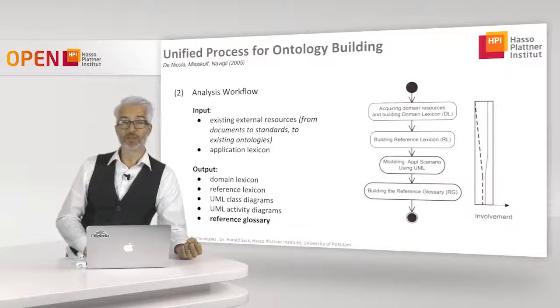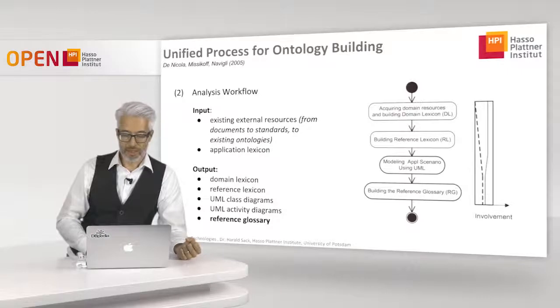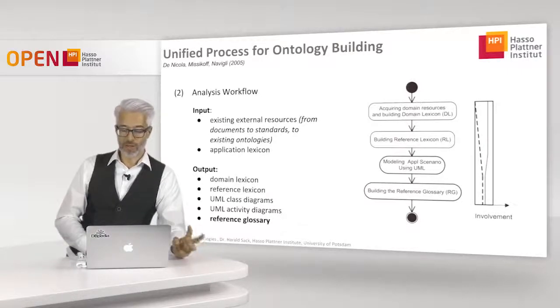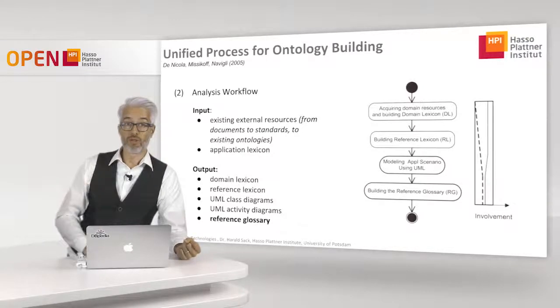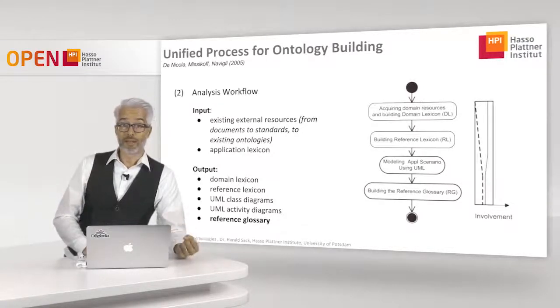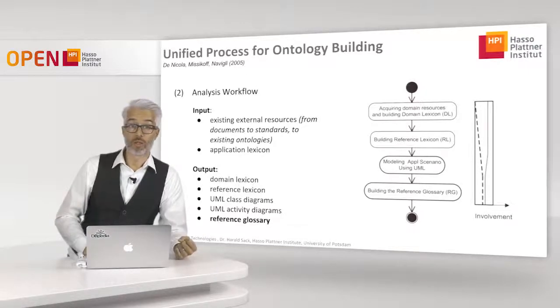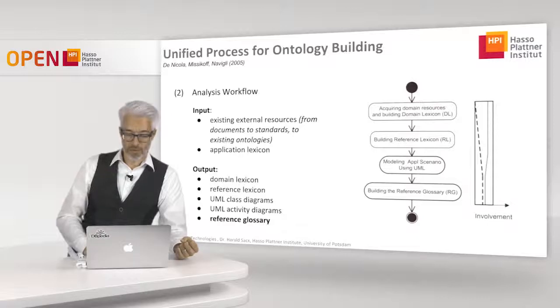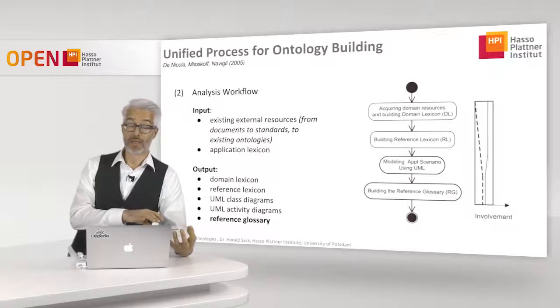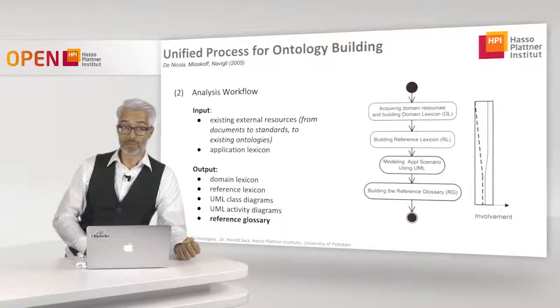And from that you try to build a so-called domain lexicon which describes the domain you are working in, and you try to build a so-called reference lexicon. In this reference lexicon, the most important terms will be gathered. And then you start, for the application you have in mind, to draw class diagrams and activity diagrams with UML, the Unified Modeling Language, and you try to develop a so-called reference glossary, which then will be the standard reference for all your terms in your ontology.